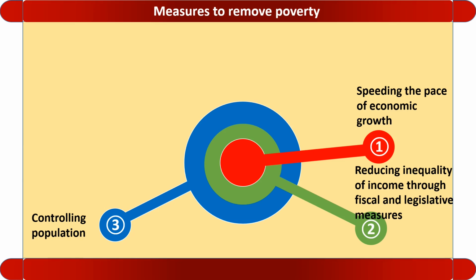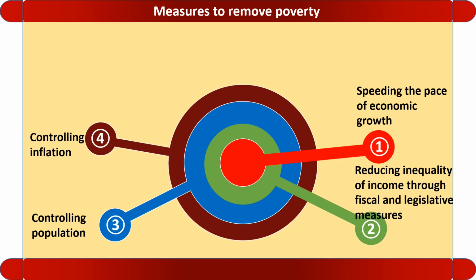The next is controlling population. Government feels that if somehow the population is controlled, the demand will fall, and when the demand becomes equal to supply, the problem of inflation will be solved and more people will then be in a position to meet the basic requirements of life.